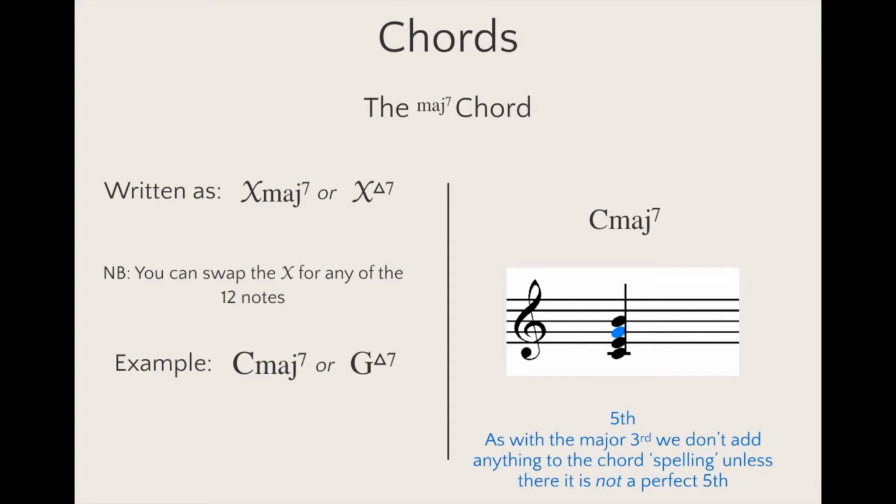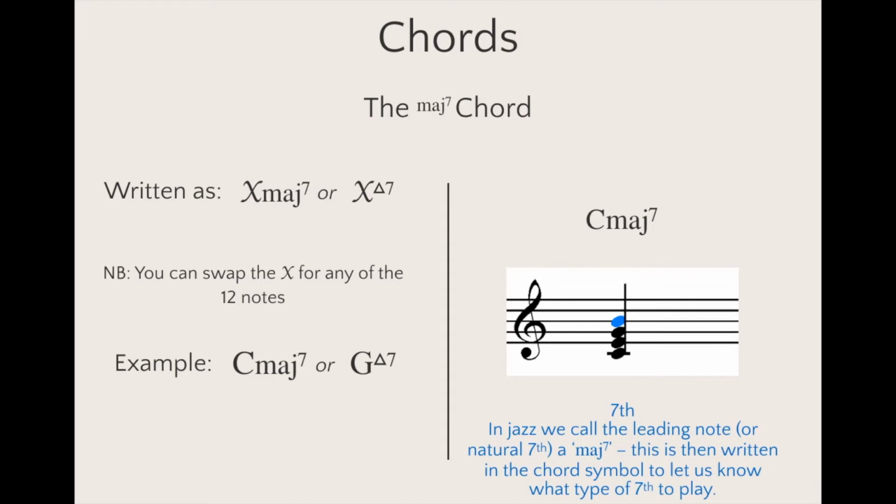The fifth. As with the third, unless we've altered the fifth, we don't need to add anything into the chord spelling about it. The seventh. In jazz, we call the leading note, or the natural 7th, a major 7. This is then reflected in the chord symbol as Maj 7 or triangle 7. So we can confirm that the Maj 7 in the major 7 chord reflects the 7th, not the 3rd. Here's what the chord sounds like.